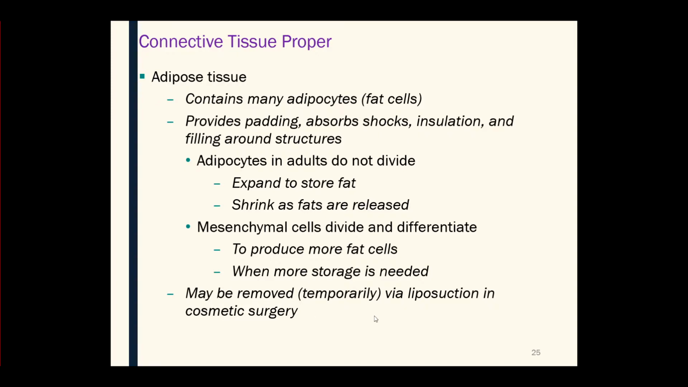This is kind of a by the way. Right, you may know of liposuction. That's actually a cosmetic surgery procedure where they go in and they suck out the fat cells so that you can't continue to make them bigger if they're not there.